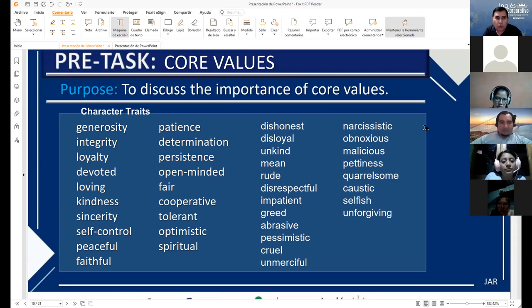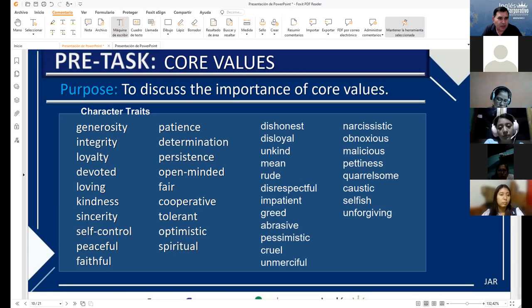A company is made by people and the people have characters. But the characters have to be adaptable. They have to adapt to the values of the people. But we have here positive and negative traits. If they are positive, they can be values. If they are negative, they can be defects. And all the people have defects. We all have defects. Nobody's perfect, right?